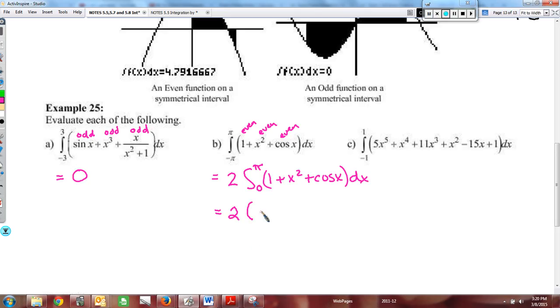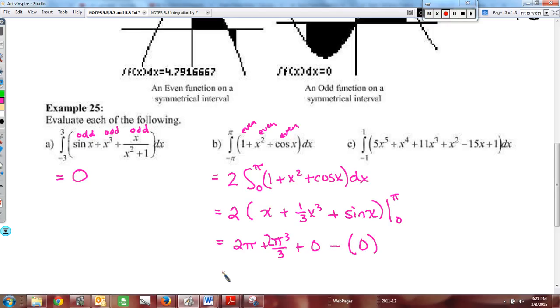So we would integrate x plus 1/3 x cubed. The derivative of sine is cosine, so the antiderivative of cosine is sine. Evaluate it 0 to pi. So we end up with 2 times pi, plug in pi, plus pi cubed over 3. Don't forget to distribute your 2. Plus 2 times the sine of pi. Sine of pi is 0, so that's 0. Minus 0 and 0. And sine of 0, which is 0, so we're going to subtract 0. So it makes it just a little bit easier in terms of your substitution, because typically substituting in 0. Slight advantage, not much, a little bit shorter.